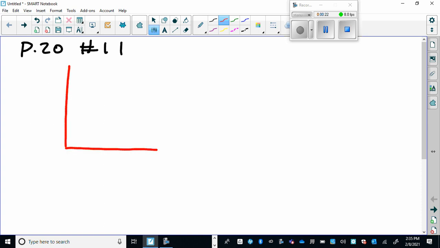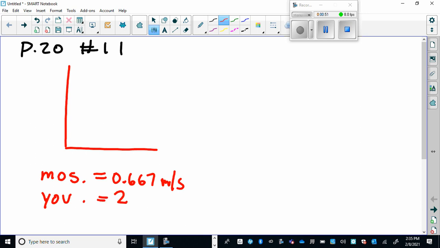In this question, you've got a mosquito that's coming towards you. The mosquito is 35 meters away from you, and at some point the mosquito is going to hit you. Given the mosquito's velocity is 2.4 kilometers per hour, which is 0.667, or 0.66 repeating, meters per second. And your velocity is 2 meters per second. Okay, so mosquitoes go much slower than you.